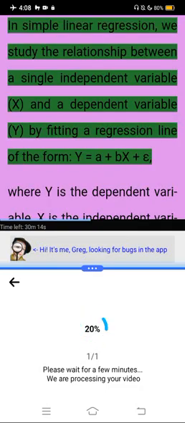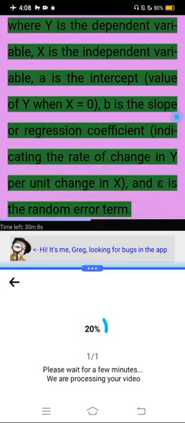In simple linear regression, we study the relationship between a single independent variable x and a dependent variable y by fitting a regression line of the form y equals a plus bx plus epsilon. Where y is the dependent variable, x is the independent variable, a is the intercept, the value of y when x equals 0, b is the slope or regression coefficient indicating the rate of change in y per unit change in x, and epsilon is the random error term.